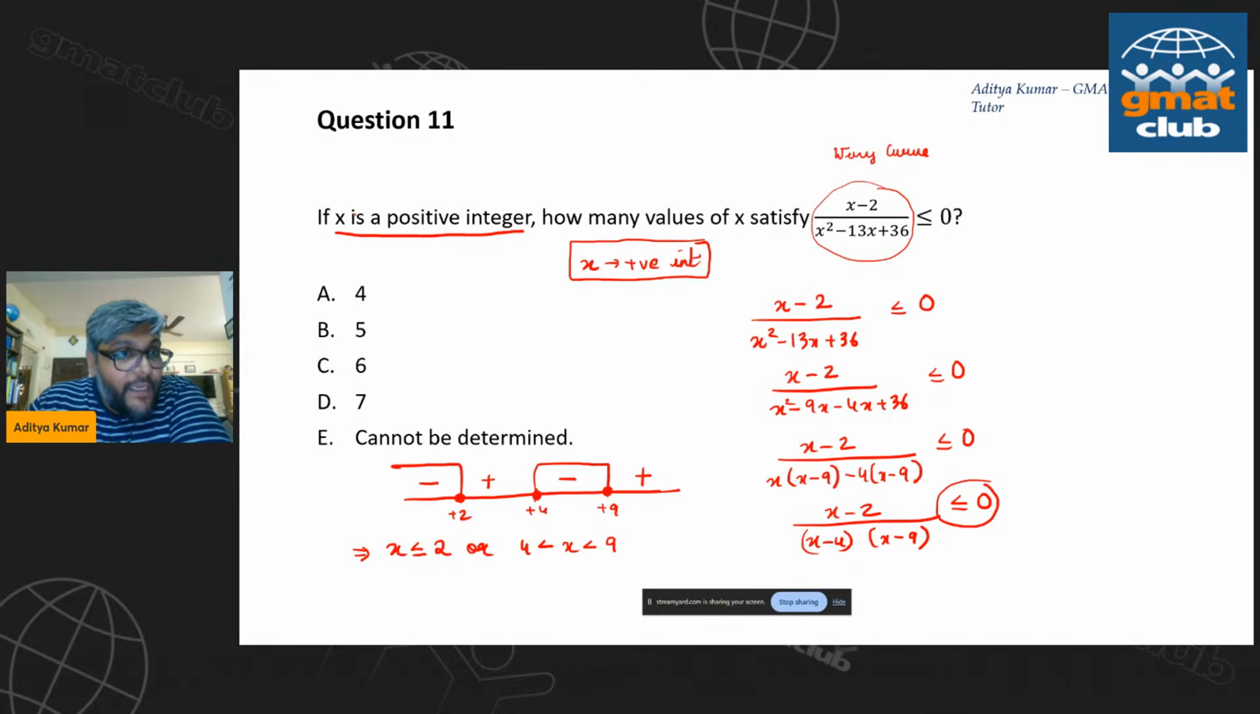The question is asking me if x is a positive integer. So x is defined as a positive integer already. How many values of x satisfy this equation? So basically, x less than or equal to 2 means, if x is a positive integer, the values that will satisfy this equation are 1 and 2. And between 4 and 9, the integer values would be 5, 6, 7, and 8. So 1, 2, 3, 4, 5, 6. That would be my answer.